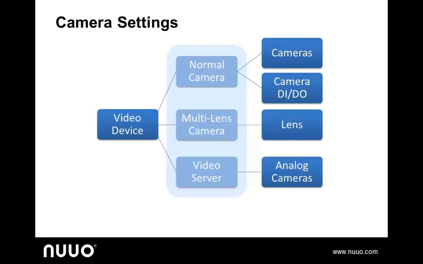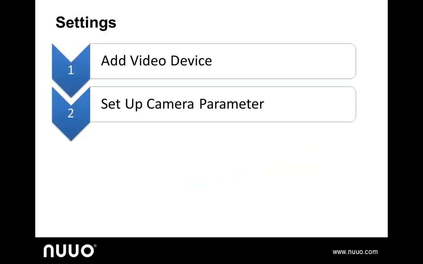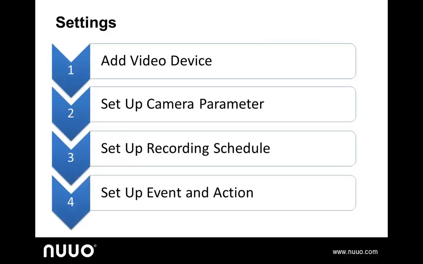Next, we will add video devices to the system rather than cameras. To complete the setup process, we need to add video devices, set up camera parameters, set up a recording schedule, and set up the events and actions. Now, back to New Client for a detailed demonstration.